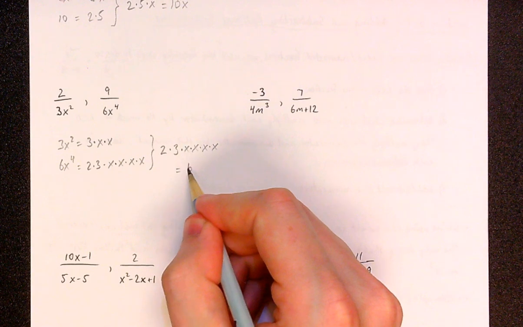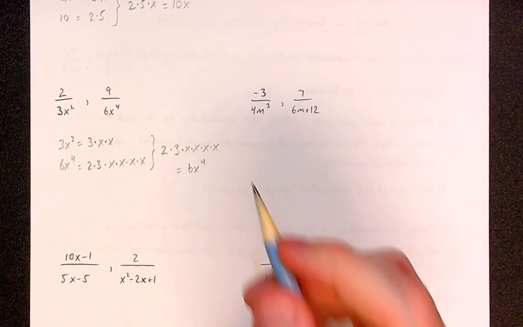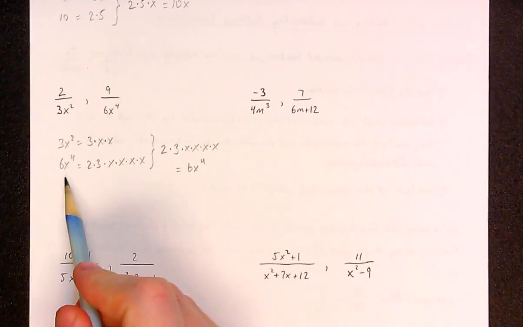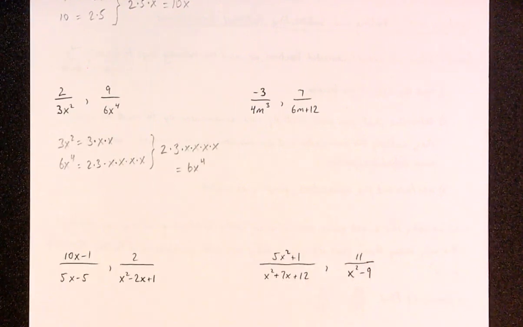So our LCD is 6 times x to the 4th power, which we see in this case was just the denominators of one of our rational expressions. And sometimes that is the case, and that's perfectly fine.